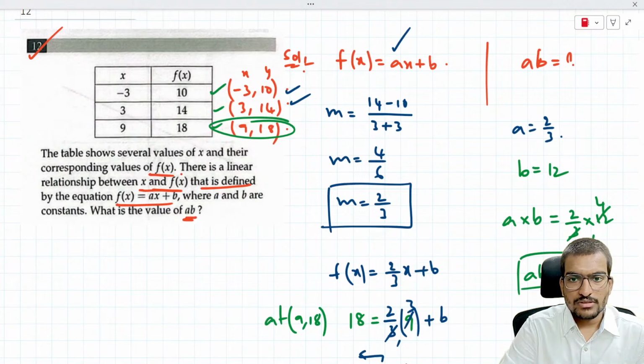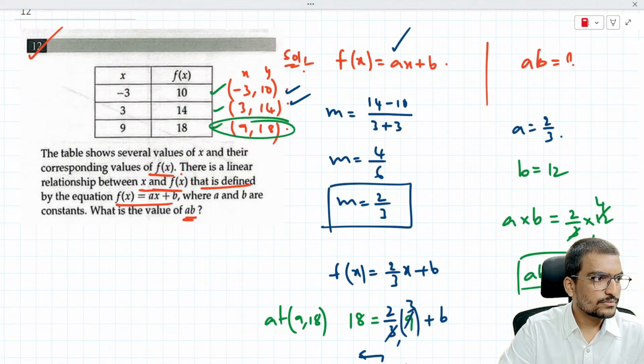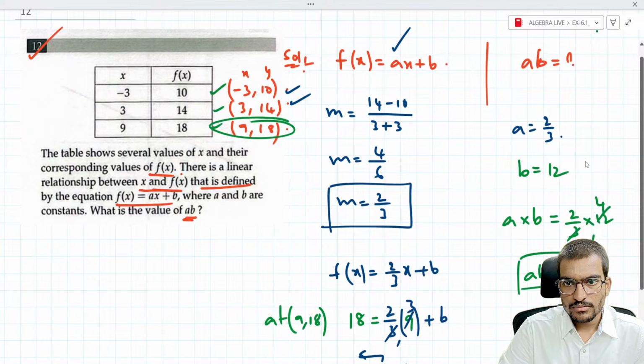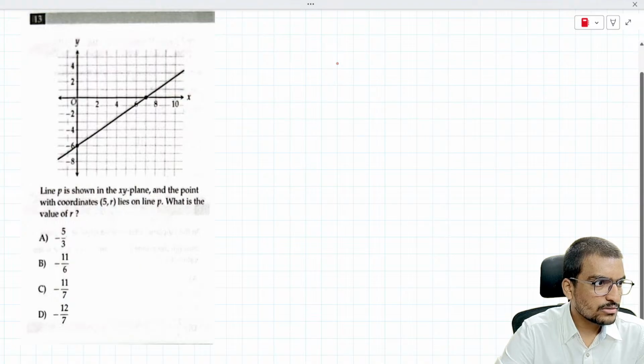Let me know if it is done, I'll move to the next question. Yes, very good. You answered it. Try this question, Saidur Rahman.